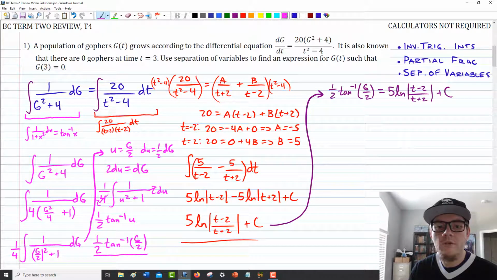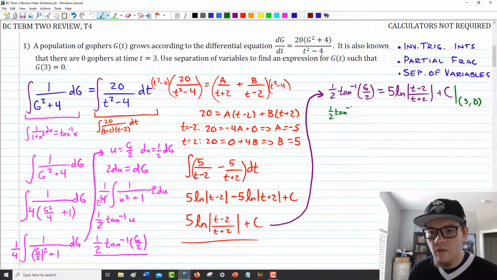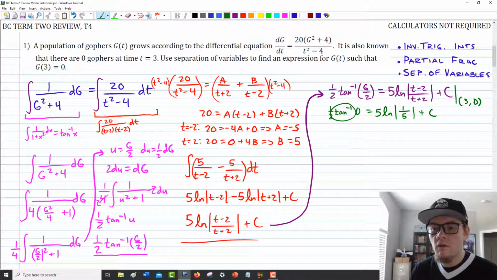At this point, I'm going to evaluate this at the initial condition, which was the point 3, 0. When I put that in and plug in 0, that's going to be 1/2 the tangent inverse of 0. And then on the right side, it's going to be 5 natural log of the absolute value of 1 over 5, plus c. Given that the tangent inverse of 0 is 0, that's going to give us that c is equal to -5 natural log of 1/5.